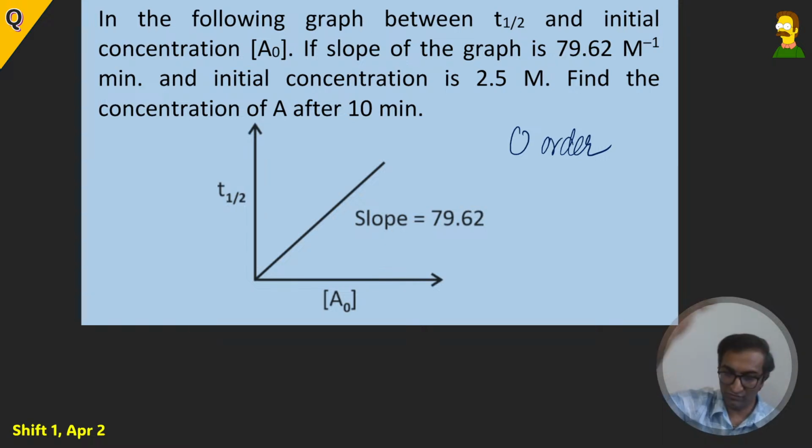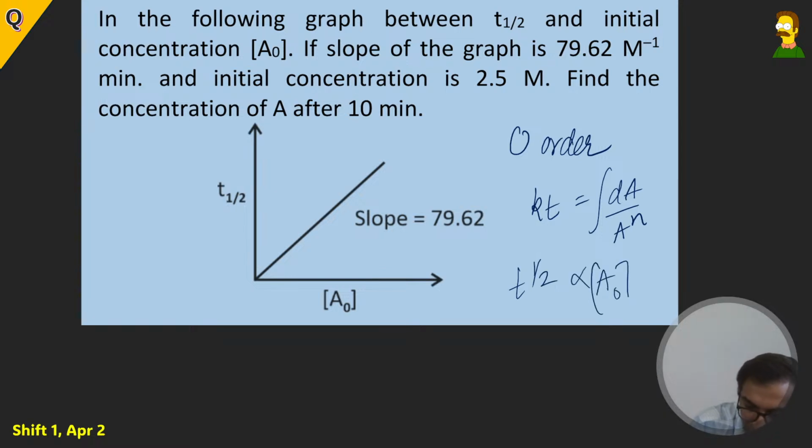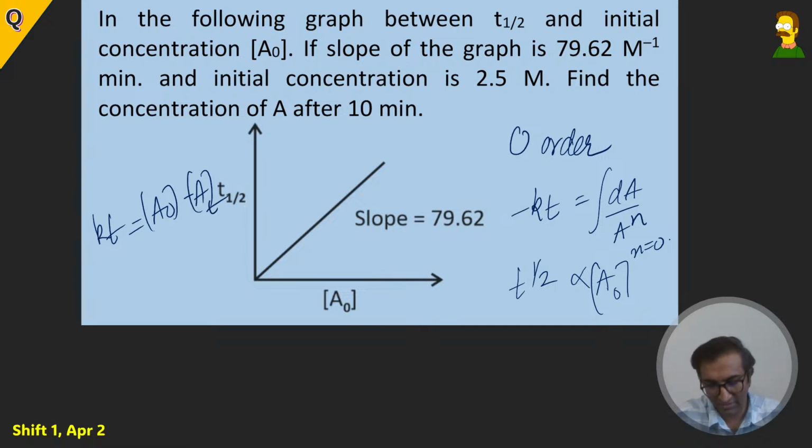But I heard maths also got easier this time, so lovely. That's good. So we can spend time, do things from first principles if you want. kt is equal to the integral of dA by A power n, right? This was the expression. So if T half is proportional to A naught, that is only possible if n is equal to 0. Because if n is equal to 0, then you get kt is equal to A naught minus A at time t. There is a minus over here, which I didn't write because it's dA by dt is equal to kt. So this is how I know for sure that it's a zero order reaction.